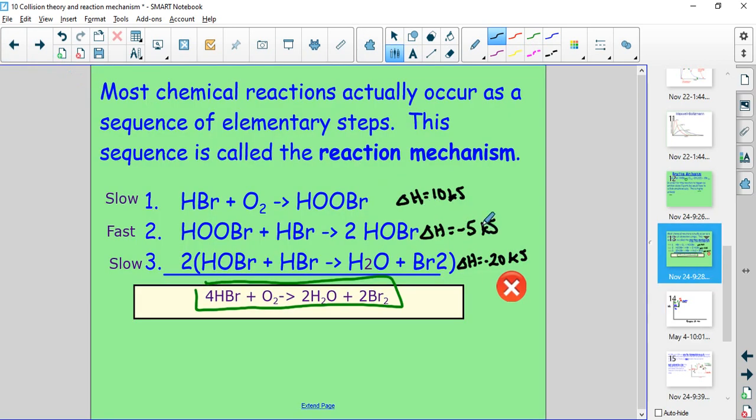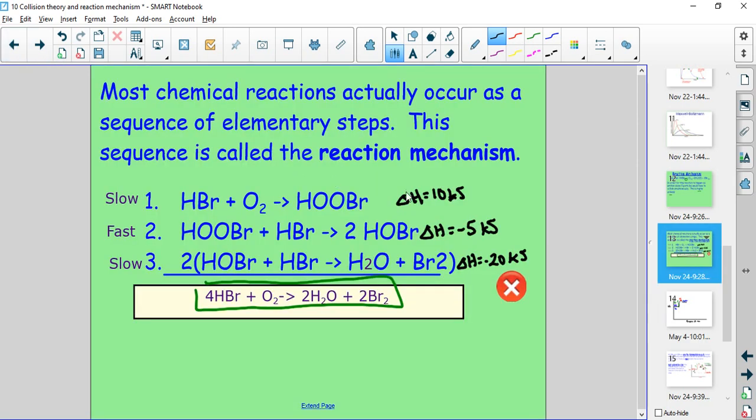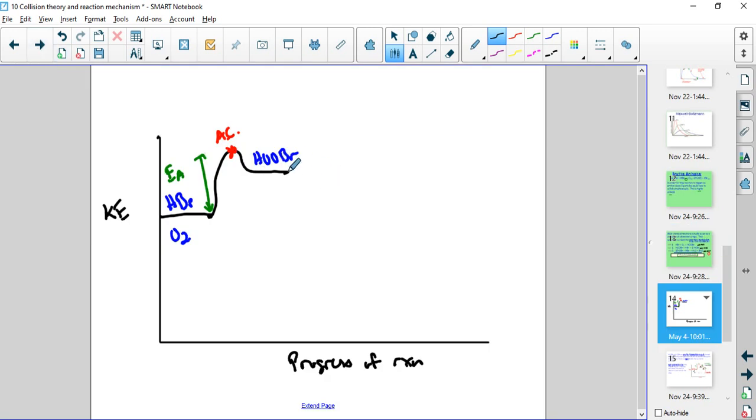Next reaction. Okay, now this is going to be exothermic. So HOBr is going to react with HBr. Okay, that does need some activation energy, but it's an exothermic reaction. So our products in this case are going to be lower than our reactants. So it's still going to need a certain amount of activation energy, but now we've lost, right?